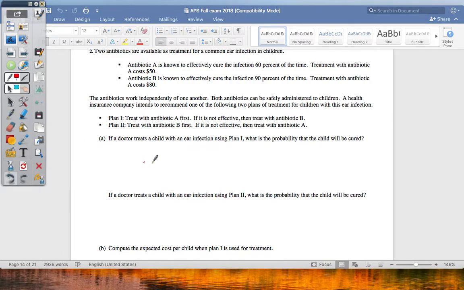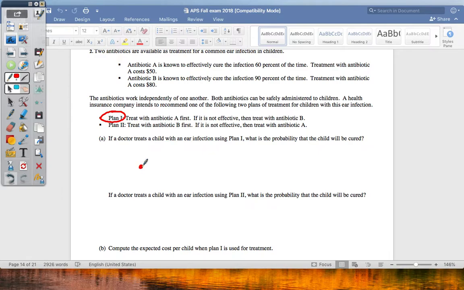Question 2 was a little bit tricky. This one asked, if a doctor treats a child with an ear infection using Plan 1, what is the probability that the child will be cured? Plan 1 stated that we treat with antibiotic A first, okay? So we're going to do both of these for Plan 1.